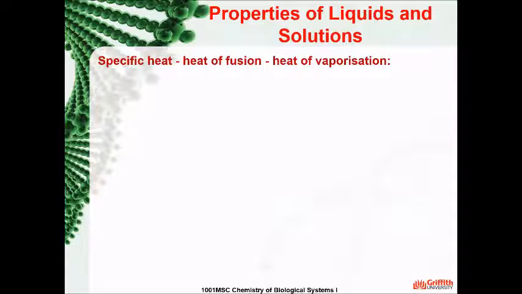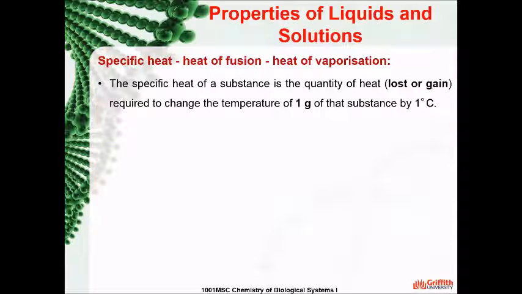Different compounds require different energy to heat up. This concept is known as the specific heat of a substance, which is the quantity of heat lost or gained required to change the temperature of 1 gram of that substance by 1 degree Celsius.